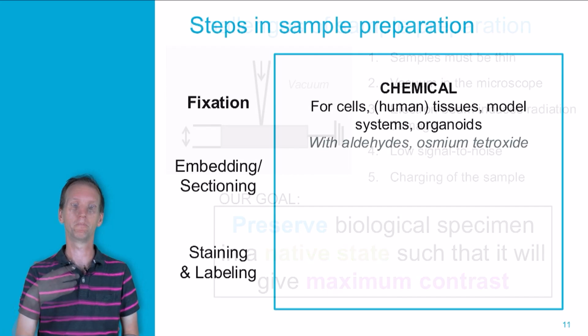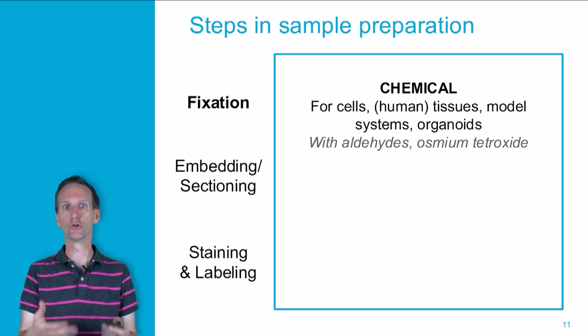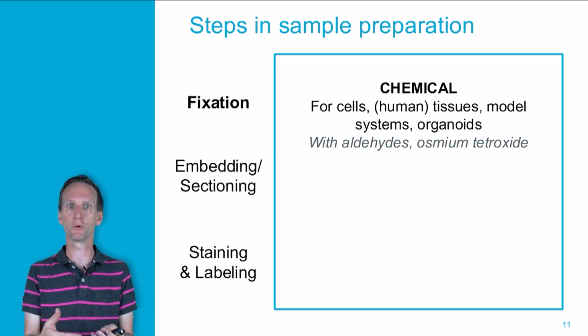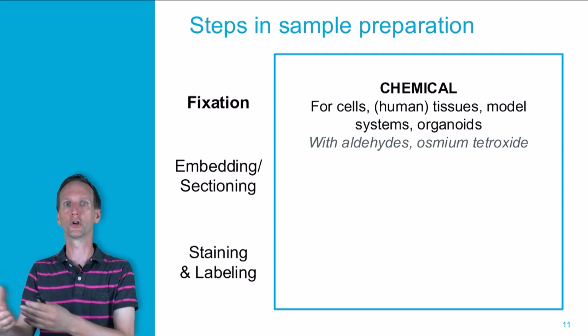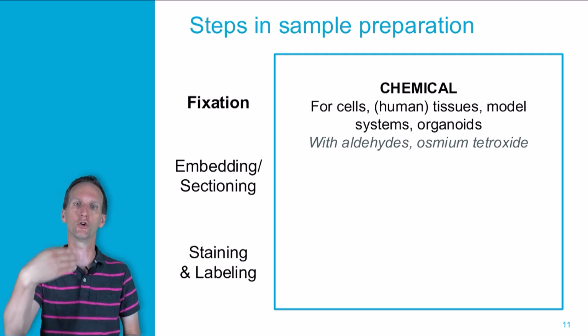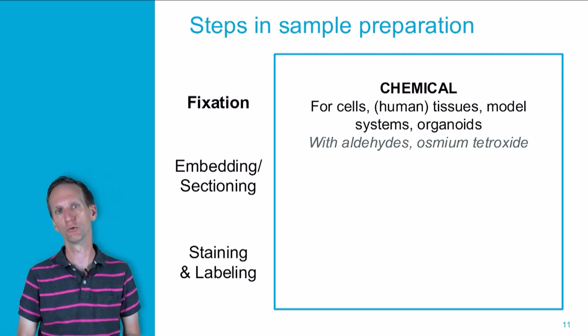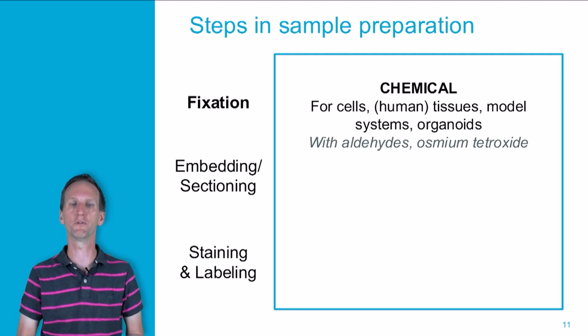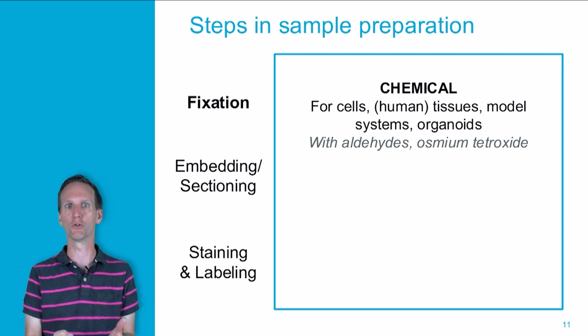So the first thing that we need to do in the sample preparation is to fix a sample. Say we have a cell culture or we take a tissue from a human or from a model animal, we need to fix it as quickly as possible in order to follow the further sample preparation steps in order to allow mounting it into the scanning electron microscope. This fixation can be done in two different ways. The first is chemical fixation.